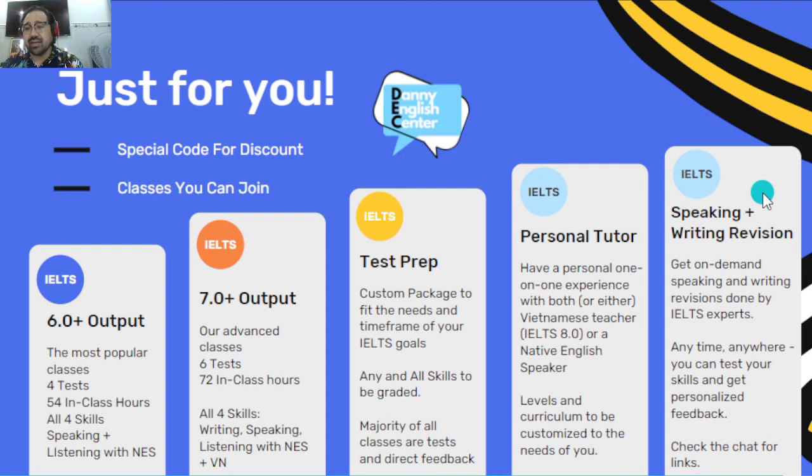But ultimately, the last one here is speaking and writing revision. We have on-demand writing and speaking revision done by our IELTS experts. We do charge for this, but anytime, anywhere, basically you can test yourself. We can grade them, and it's actually done by us, not by a computer. It's not done by some AI. It's actually done by humans, to give you real feedback and real help, to get to where you need to be.